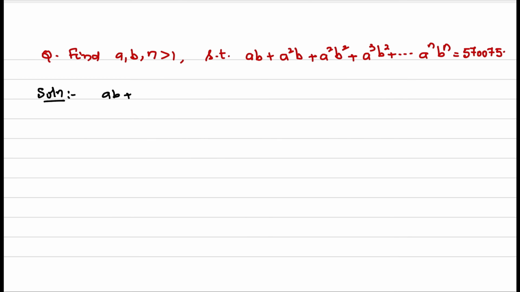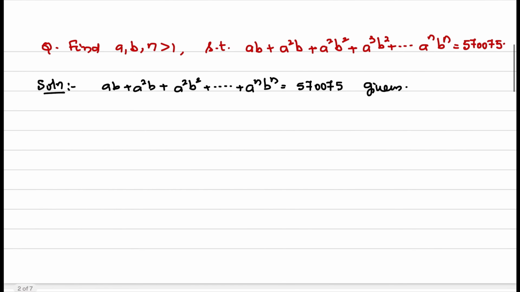ab plus a square b plus a square b square plus up to a to the power of n b to the power of n is equal to 570075 is given to us. And also the condition is that a, b and n are greater than 1. We have to find out n and a and b, which satisfies this equation.